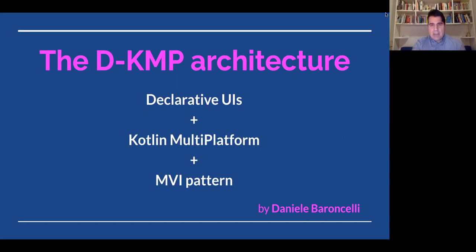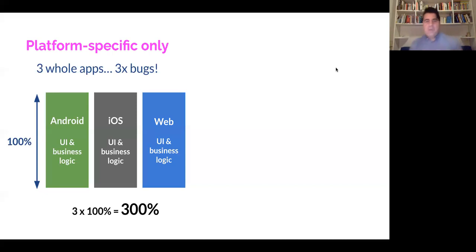If we take the perspective of what app development has been in the past, we can see that in most cases there has never been shared code. So if you wanted to develop Android, iOS, and web apps, you had to develop 3 distinct apps, 3 whole apps that would share nothing. But that also means 3 times the bugs and a lot of development effort.